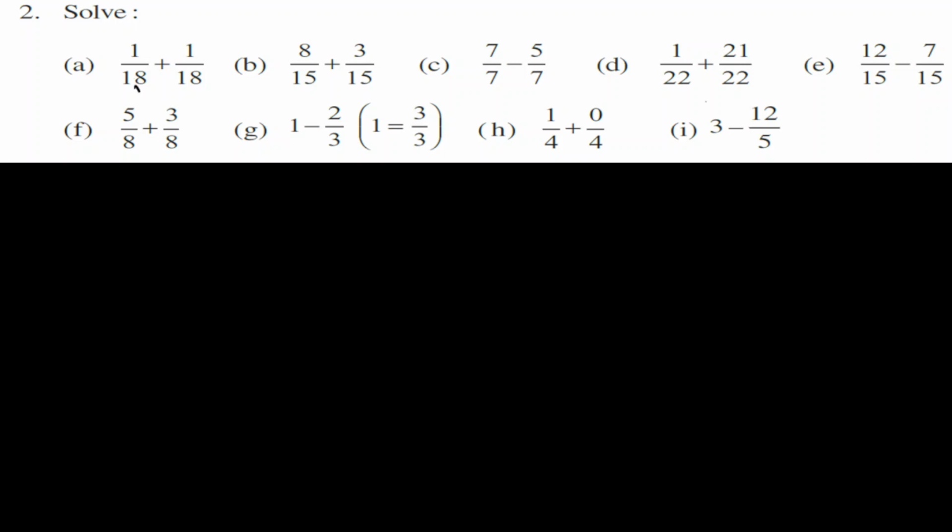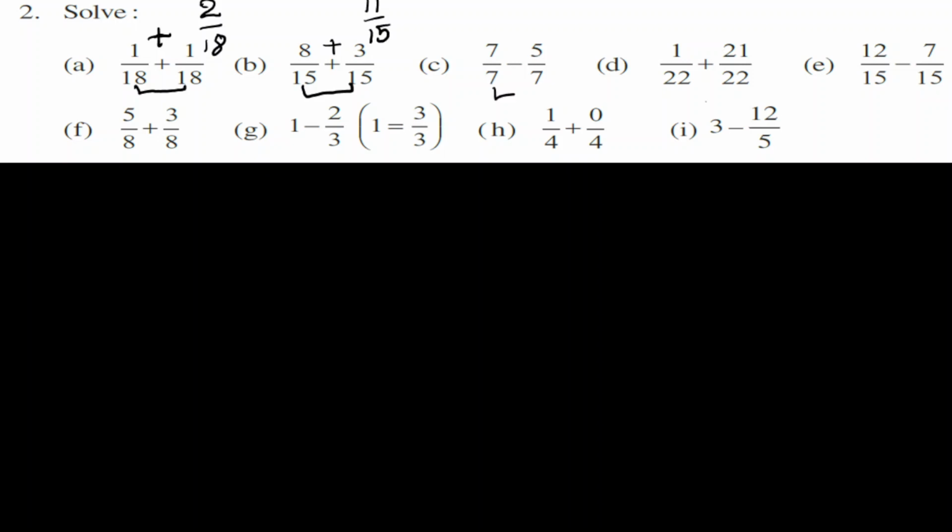here these two are like fractions. So you know that in like fractions, the denominators are the same. So we can add the numerators directly. If you add the numerators directly, here 1 plus 1 is 2 and you need to retain the denominator. This becomes 2 by 18. And here also these are like fractions. So we can add the numerators and retain the denominator. Here 8 plus 3 is nothing but 11 and retain the denominator.